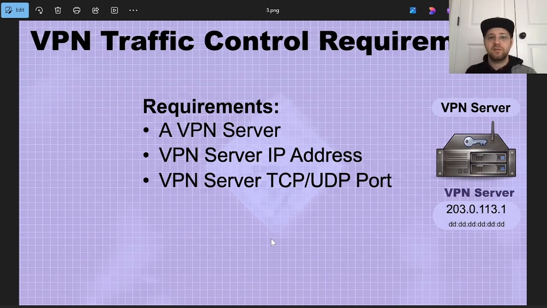Or you can just pay for a VPN service, and then you're also going to need the IP address of that VPN server and the UDP or TCP ports as well. And now we're ready to configure the firewall.